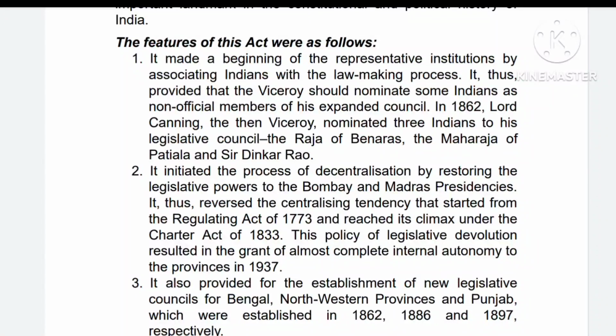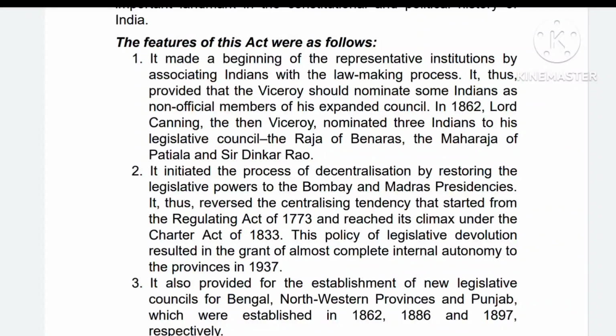Number 2. It initiated the process of decentralization by restoring the legislative powers to the Bombay and Madras presidencies. It thus reversed the centralizing tendency that started from the Regulating Act of 1773 and reached its climax under the Charter Act of 1833. The policy of legislative devolution resulted in the grant of almost complete internal autonomy to the provinces in 1937.